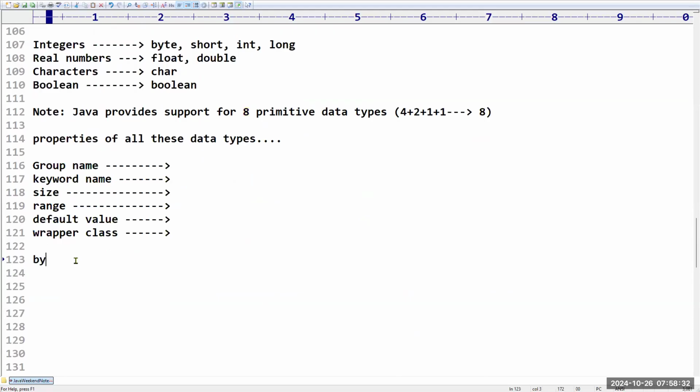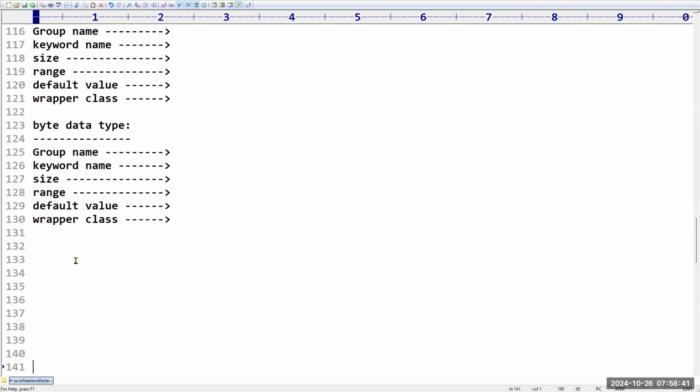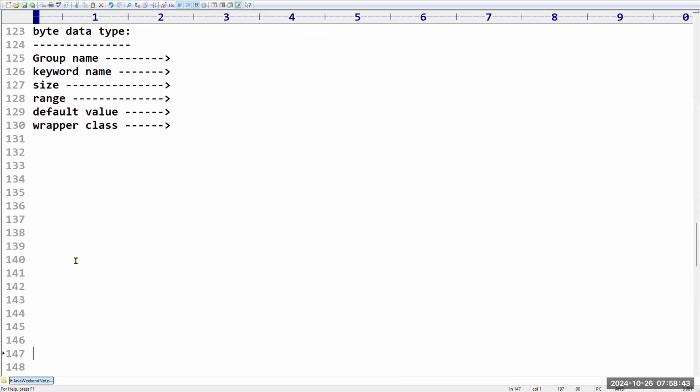Let us start with the byte. It will take some time. Please try to understand. In detail explanation I am going to give only for byte. For remaining, only values I will provide. Sir, up to this, any questions? No, sir. Clear, everyone?